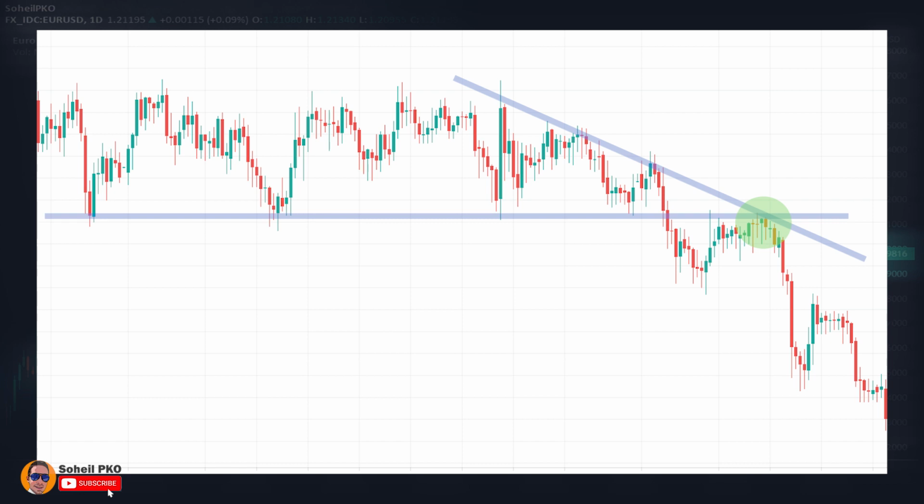So always try to look for these kinds of confluence levels that show very strong levels or areas, and they can provide you high probability trades with minimum amount of risk.